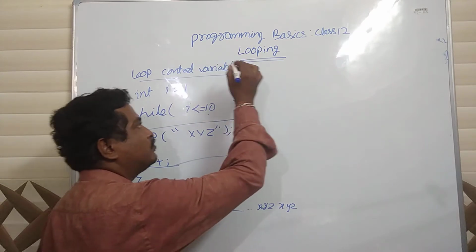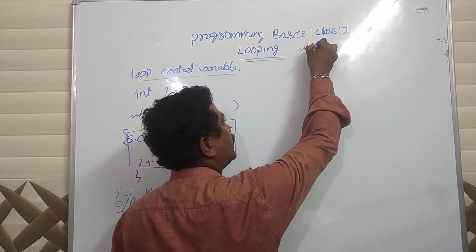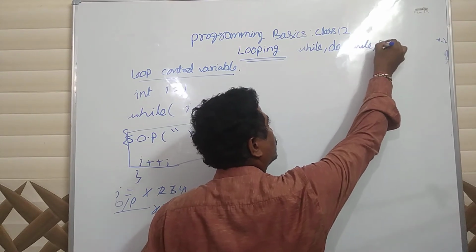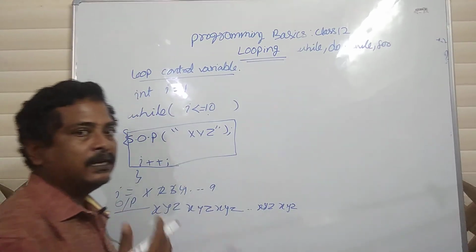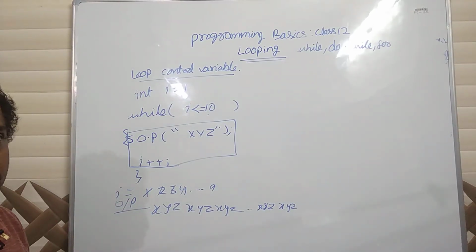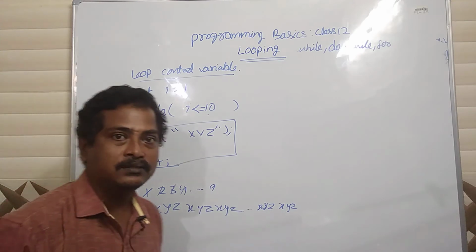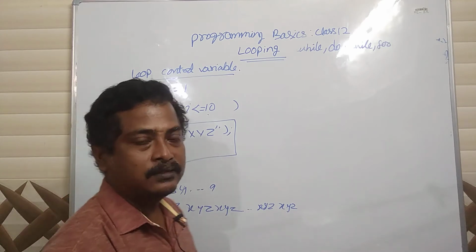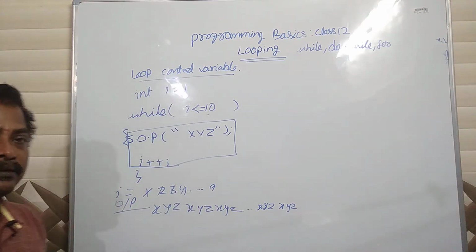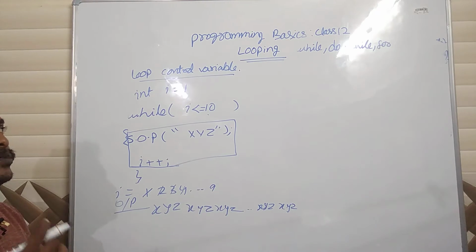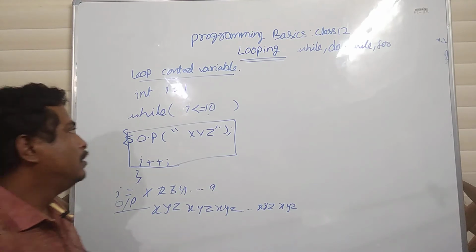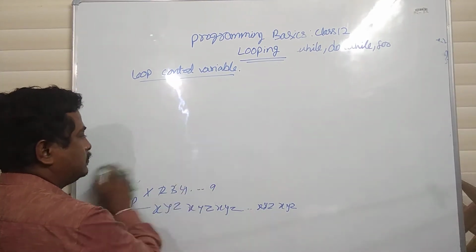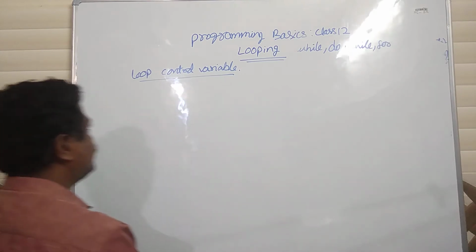This looping is of 3 types: while, do while, and for. In Java, there is another loop for each. Okay, Java onwards, all the languages mostly they are having for each loop. That will be discussed after array. Now we will consider 3 loops only: while, do while, for. Now we will see the syntax, we will see the examples.